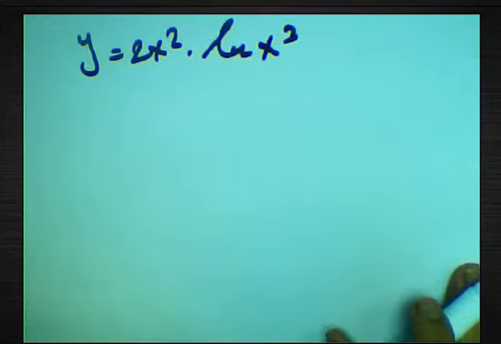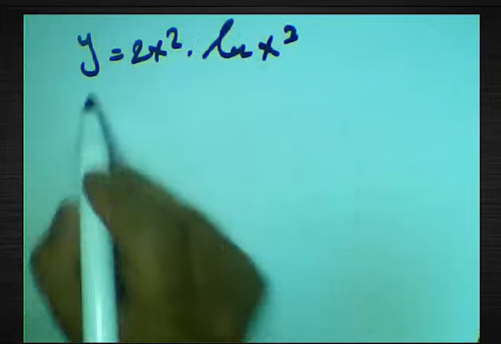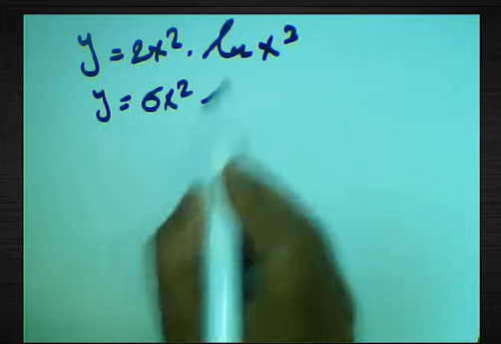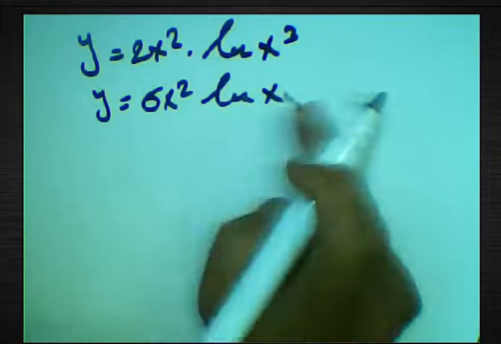If y equals x power 2 multiplication ln x power 3, we want to find the derivative of this function. We can drop the power here. y will be 6x power 2 multiplication ln x power 1 because we drop the power outside.